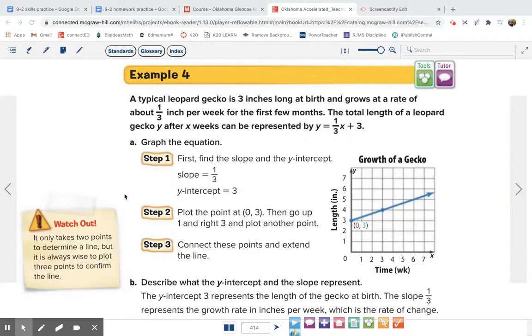All right, example 4, everybody's favorite: word problems. Okay, obviously that's a joke. I know you're not crazy about word problems, but they're not as difficult as they look. They just typically take a little longer because you have to read it.